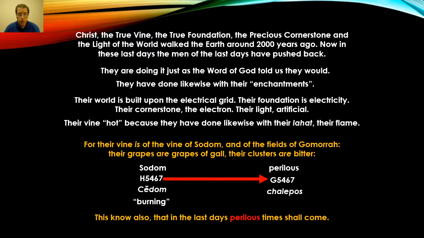We just read this verse. It kicked off the passage that tells us that the men of the last days will resist the truth as Jannes and Jambres withstood Moses. It tells us the pattern. For their vine, of the vine of Sodom, burning. It is all around us, because in these last days perilous times shall come. The writing is on the wall. Abide in the vine of Christ, and get out of the vine of Sodom.